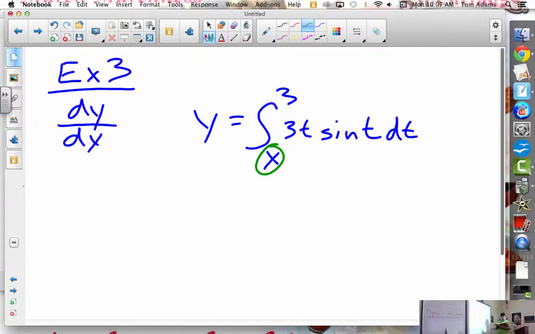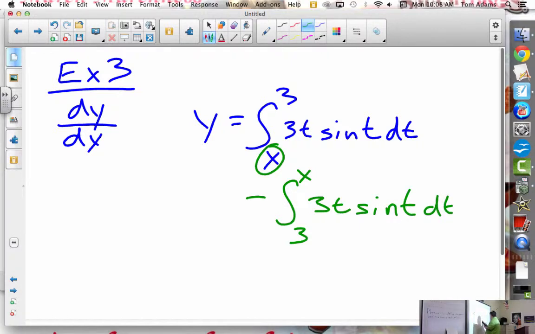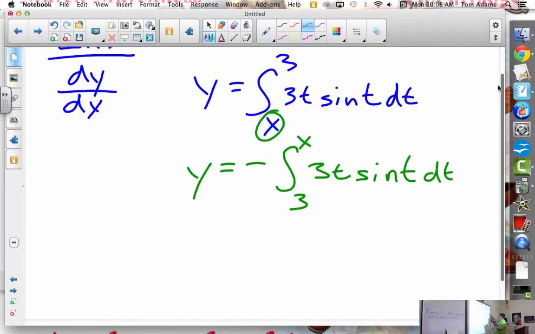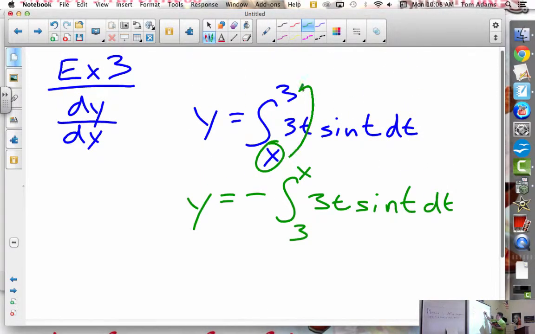Now remember, one of the properties for that is that I can flip the limits if I put the negative sign in the front. So this is the same as the negative integral from 3 to x of t sine of t dt. Okay, so that's the first thing I want to do. I can swap the upper and lower limits if I toss a negative sign in the front. So I've taken this, put it up there, taken this and put it down there, and then put a negative sign in the front.